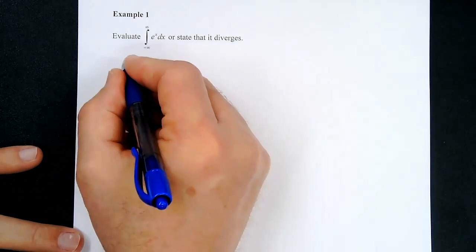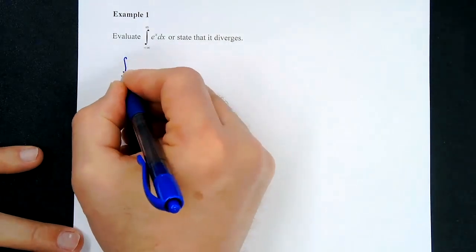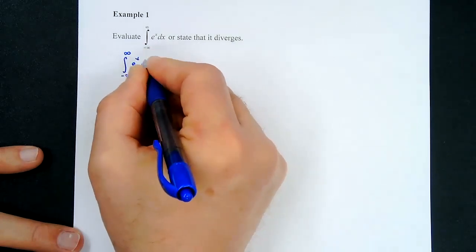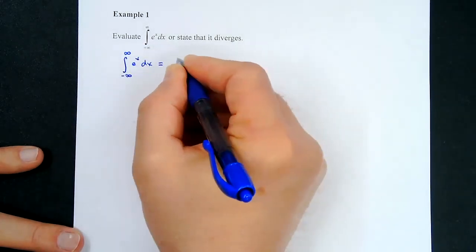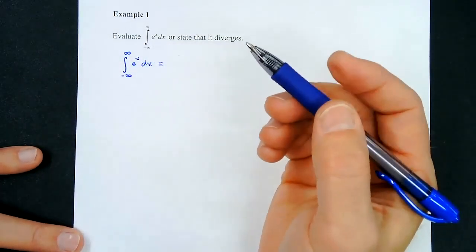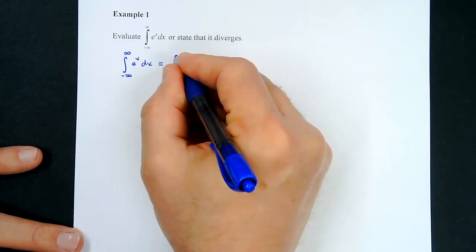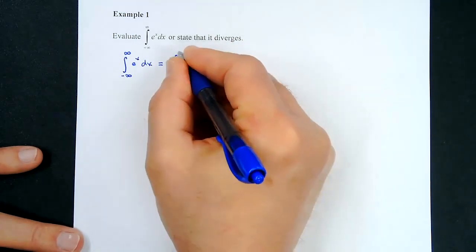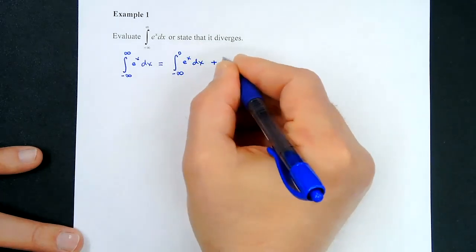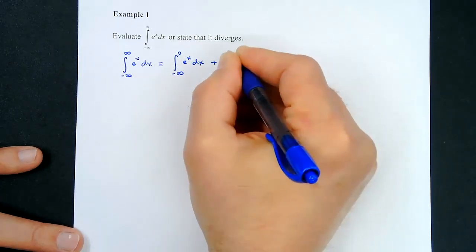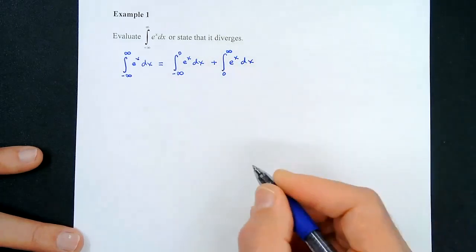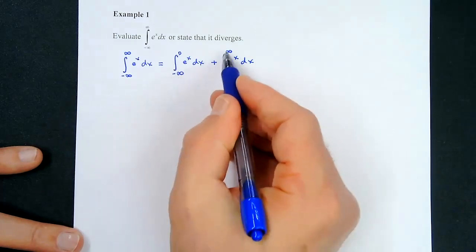All right, so right off the get-go, what we want to do is break this up. So we're going to go from negative infinity to positive infinity of e to the x dx. And the way we can break this up is, 0 is somewhere in between here. It wouldn't have to be 0. 0 is just a nice one to work with. We're going to integrate from negative infinity to 0 of e to the x dx. And then we're going to add to that the integral from 0 to infinity of e to the x dx. And so this is our a, and this is going to be our b.